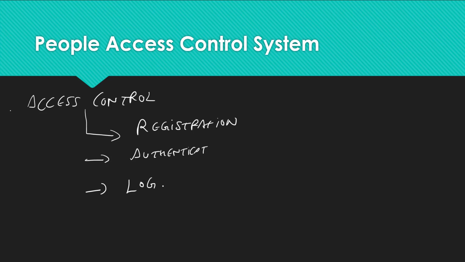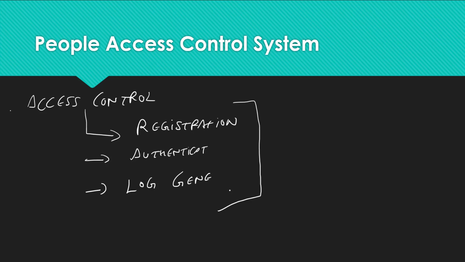So how do you verify who visited on which date, whether it was authorized or that person was not authorized? And if you want to check how many people visited on a particular site or particular date, then you should have a log generated. So these are the three important aspects which you need to take care of when you are building your access control system: registration, authentication, and log generation.